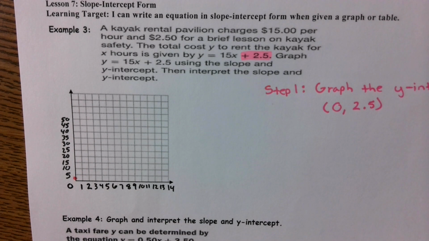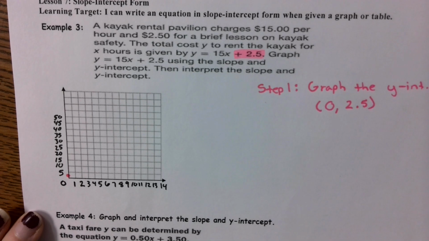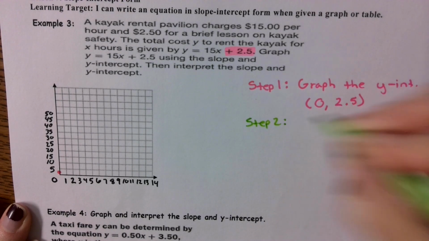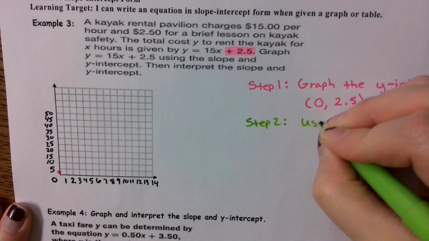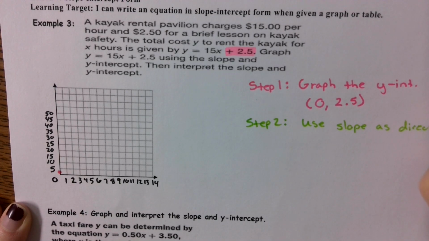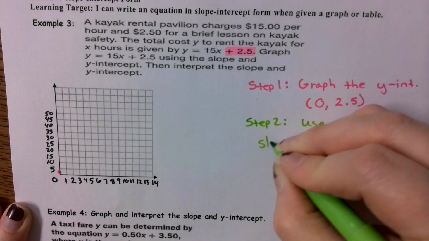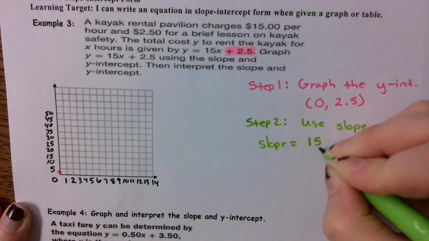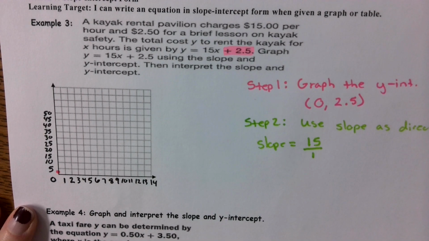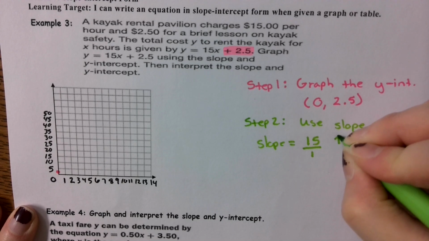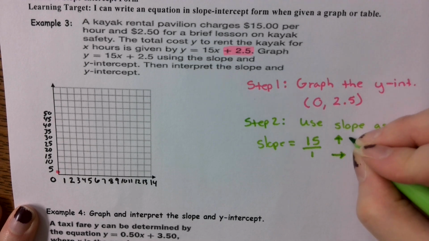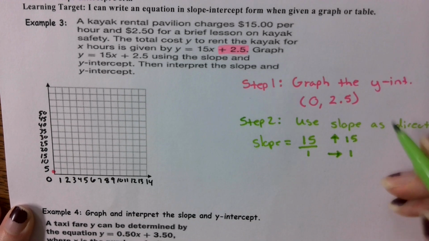Okay, and then like I told you guys before, when we practice the graphing on our IXLs, you are using your slope as a means to graph. You're going to use it for directions. So in this case, our slope is equal to 15. That means it's 15 over 1. So we can either go up because it's positive, and then to the right because it's positive. So up 15 and then to the right 1. Or we could go down and left.